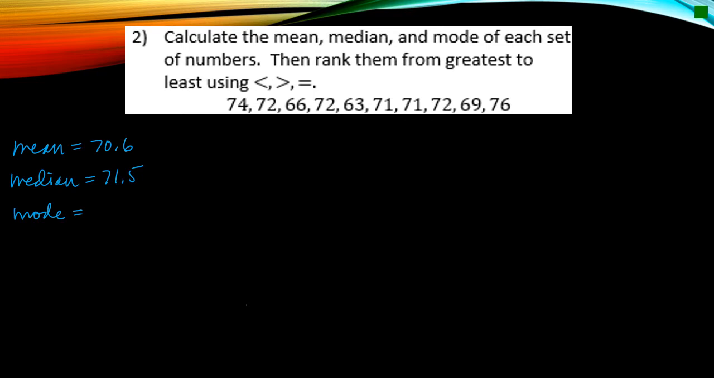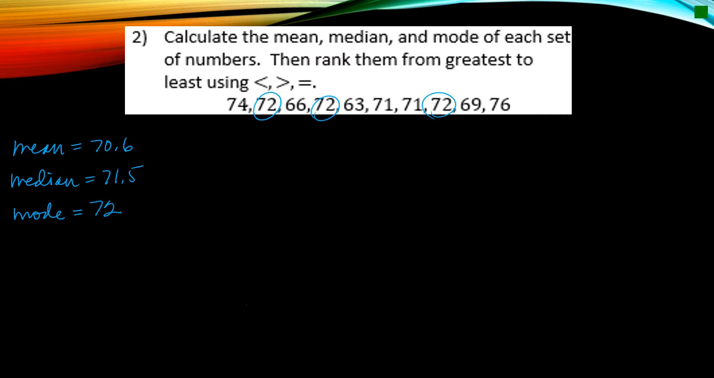Just by looking at the list, I can see that 72 happens 3 times. Here, here, and here. And the only other number that repeats is 71, which only happens twice. So 72 is definitely the mode.